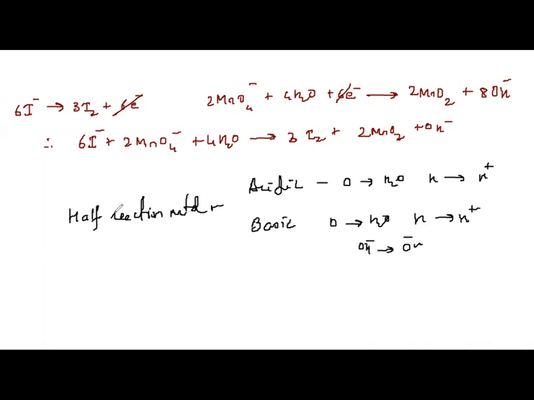So this is about balancing the redox reactions. First one is what? Oxidation number method and half reaction method. And in oxidation number method also, if it is acidic medium, you will balance by writing H plus ions. If it is basic medium, you will balance by writing OH minus ions. Yes, H plus and OH minus you will write. Then equally you will balance the oxygen atoms. So this is balancing the redox reactions.